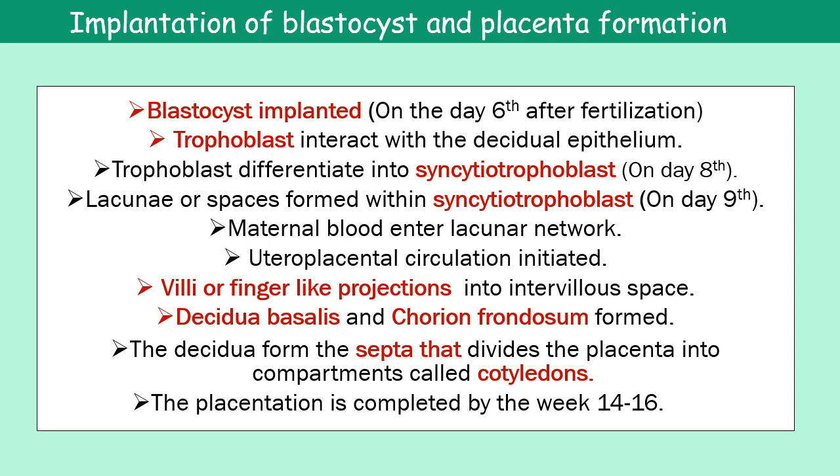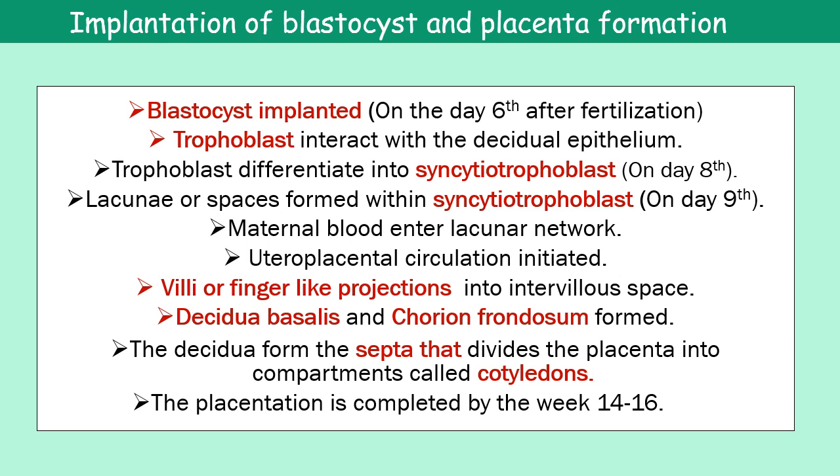Okay, the entire process of placenta formation may be discussed in sequential order. First, the blastocyst is implanted on day 6 after fertilization. The trophoblast cells of the blastocyst now interact with the endometrial decidual epithelium. On the 8th day of development, trophoblasts differentiate into syncytiotrophoblasts. On day 9, lacunae or spaces are formed within the syncytiotrophoblast. The syncytiotrophoblast erodes the maternal tissues, allowing maternal blood from uterine spiral arteries to enter these lacunar networks. Thus, early uteroplacental circulation is established by the end of week 2.